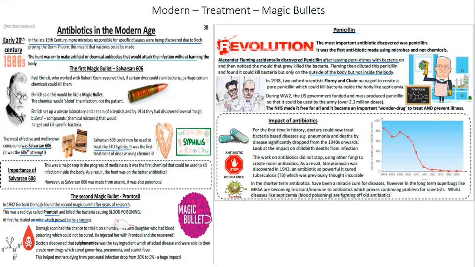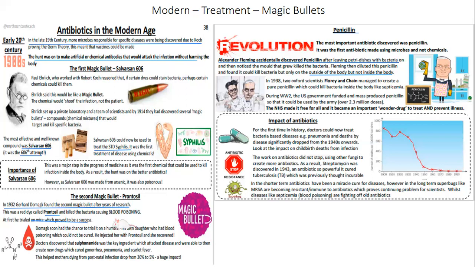I mean, Florey and Chain could produce a lot, but they couldn't produce enough. So the US government funded and mass-produced penicillin so it could be used by the army during World War II. And they helped mass-produce 2.3 million doses. The NHS made it free for all, and it became a wonder drug to treat and prevent illness. So penicillin can actually be used to prevent symptoms from happening, but it can also be used to deal with bacterial infections. So penicillin has become one of the most widely used bacterial drugs in the world.